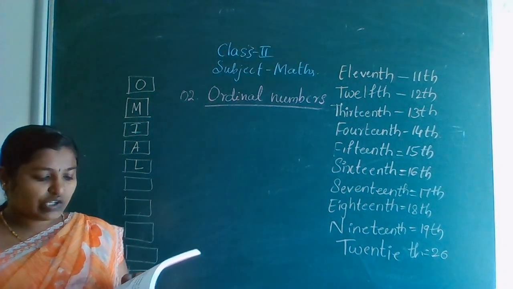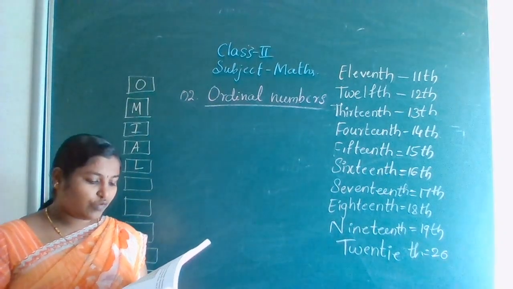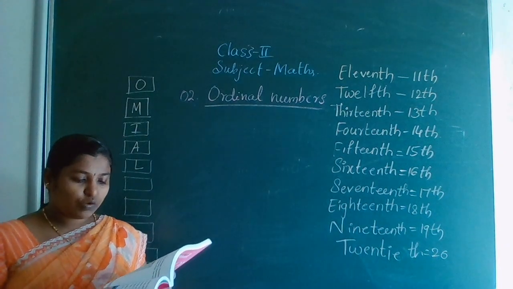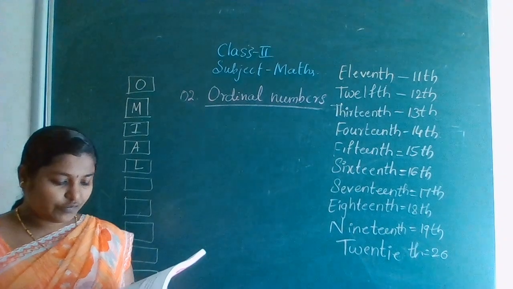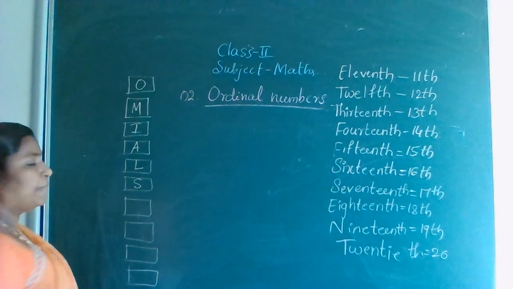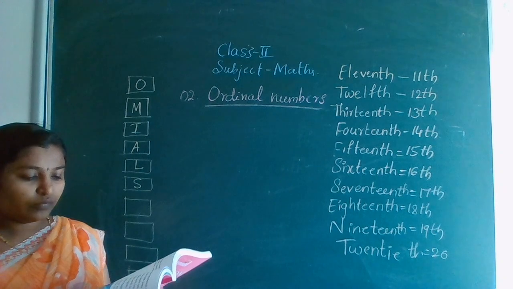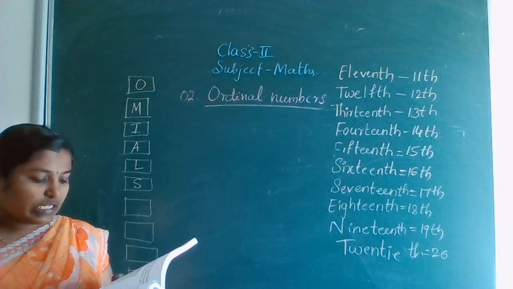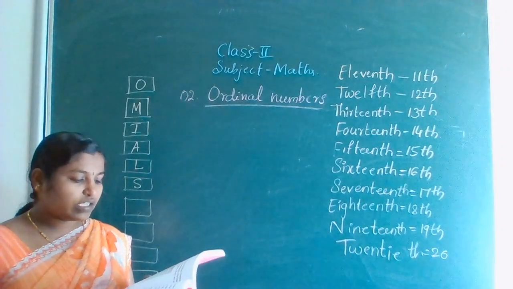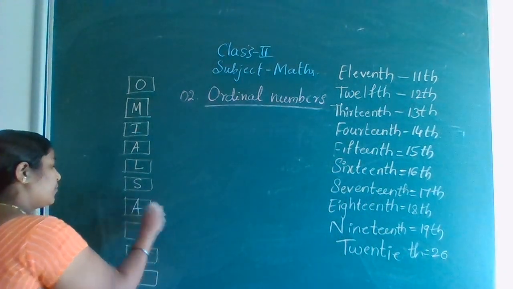Dash is the 16th letter of the sentence. So count up to the 16th. First, second, third, fourth, fifth, sixth, 7th, 8th, 9th, 10th, 11th, 12th, 13th, 14th, 15th and 16th is S. Last one. Next, dash is the 12th letter of the sentence. First, second, third, fourth, fifth, sixth, 7th, 8th, 9th, 10th, 11th, 12th. 12th is A.